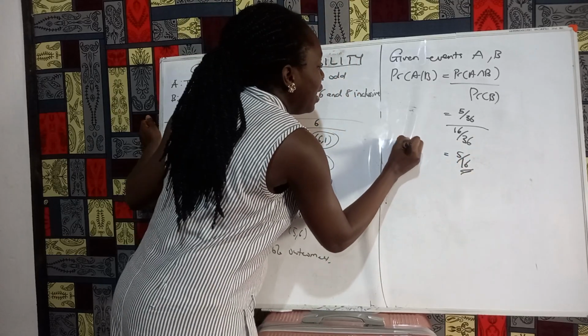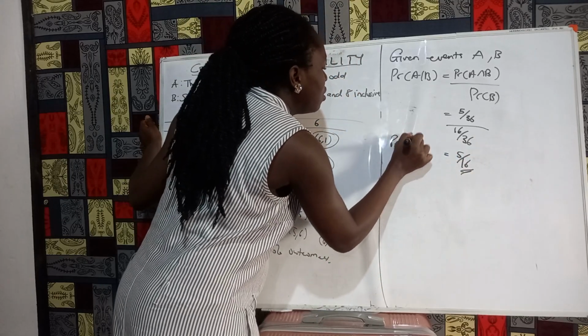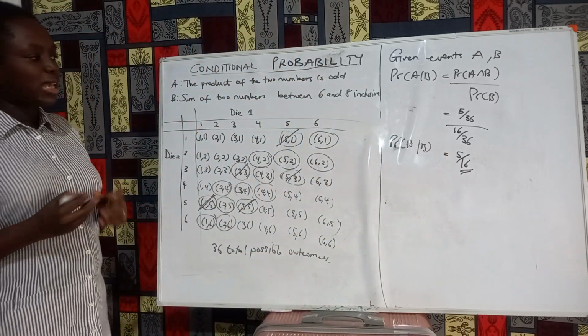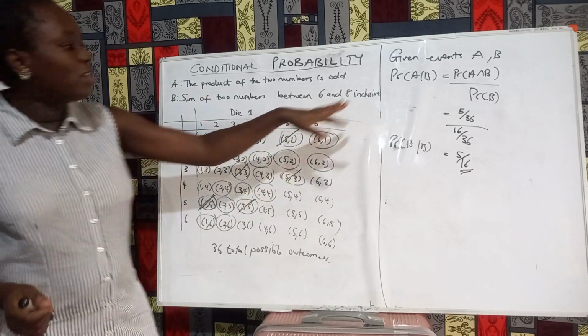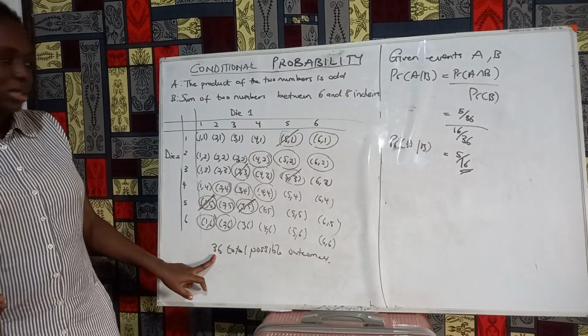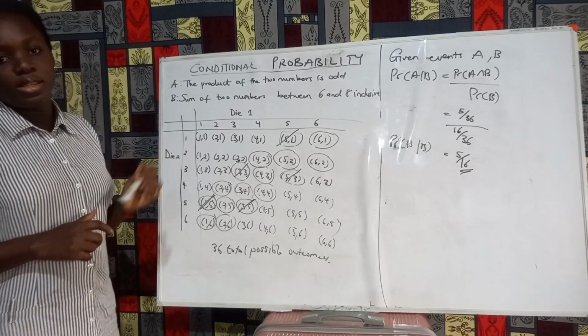So the probability of A given B is 5 out of 16. We have to consider 5 out of all 36 outcomes because the entire total outcome is 36. Okay. So this is the end of this example.